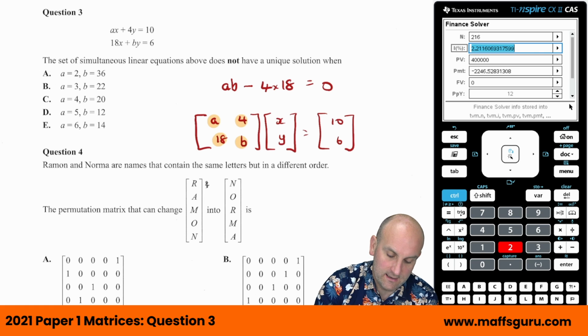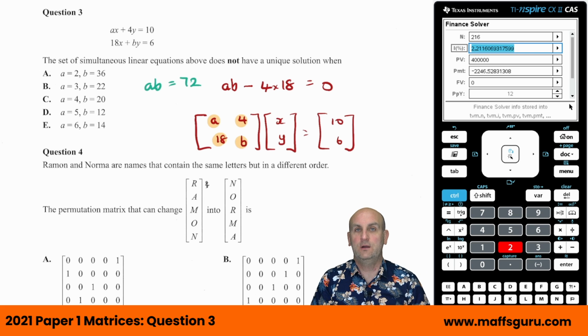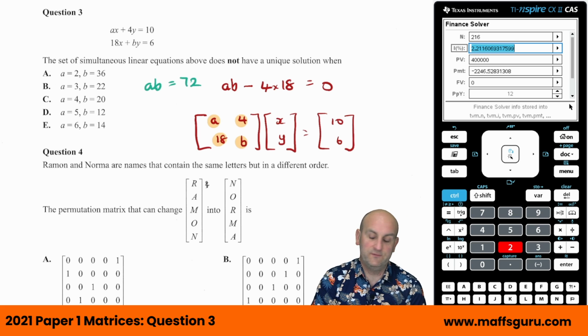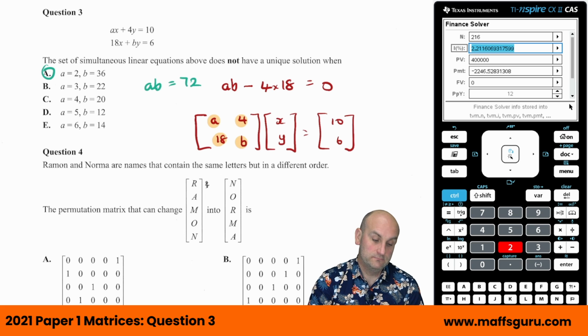So when I then did this, that gave me the value of AB had to equal 72. Now you don't have any other information to help you find the values of A and B, so what you now need to do is go through all of these individual questions and find out which of those 2 multiply to give 72, and as it turned out, it was only A. All right, tricky question, but there we go.